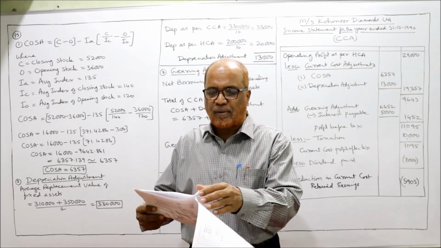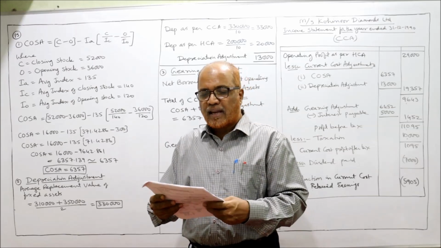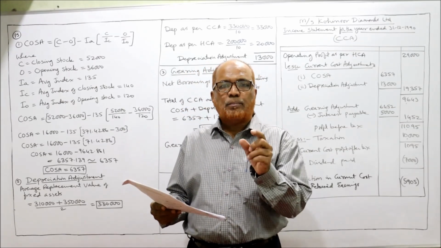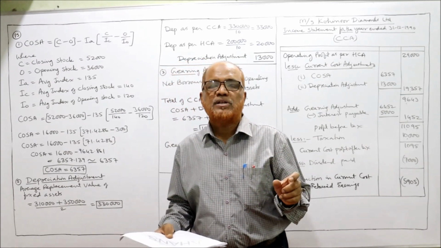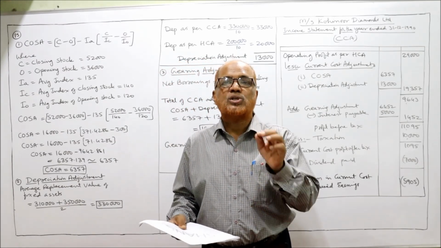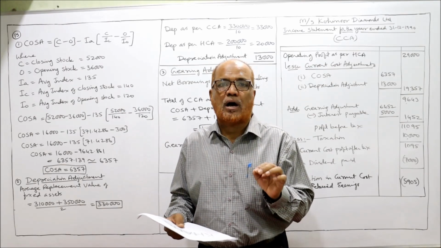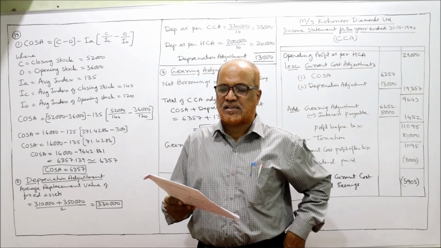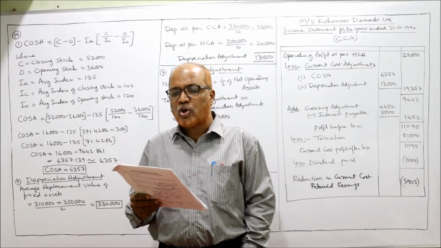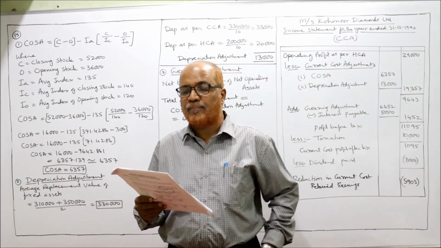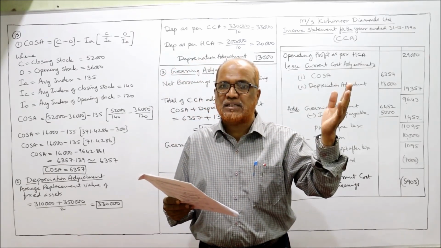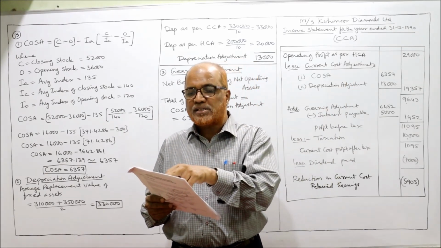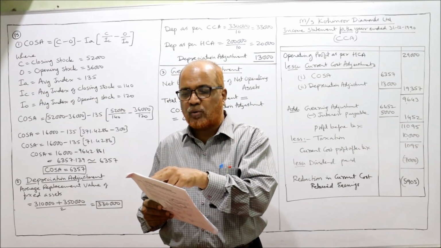The following additional information is provided. Relevant indices for stocks are as follows. The index numbers are given for stock. That means we have to find out cost of sales adjustment, COSA. For calculating COSA, we are given the indices. The average of October-December 1989, actually 1989 means last year, our current year is 1990. So here October to December 1989 index number was 120.